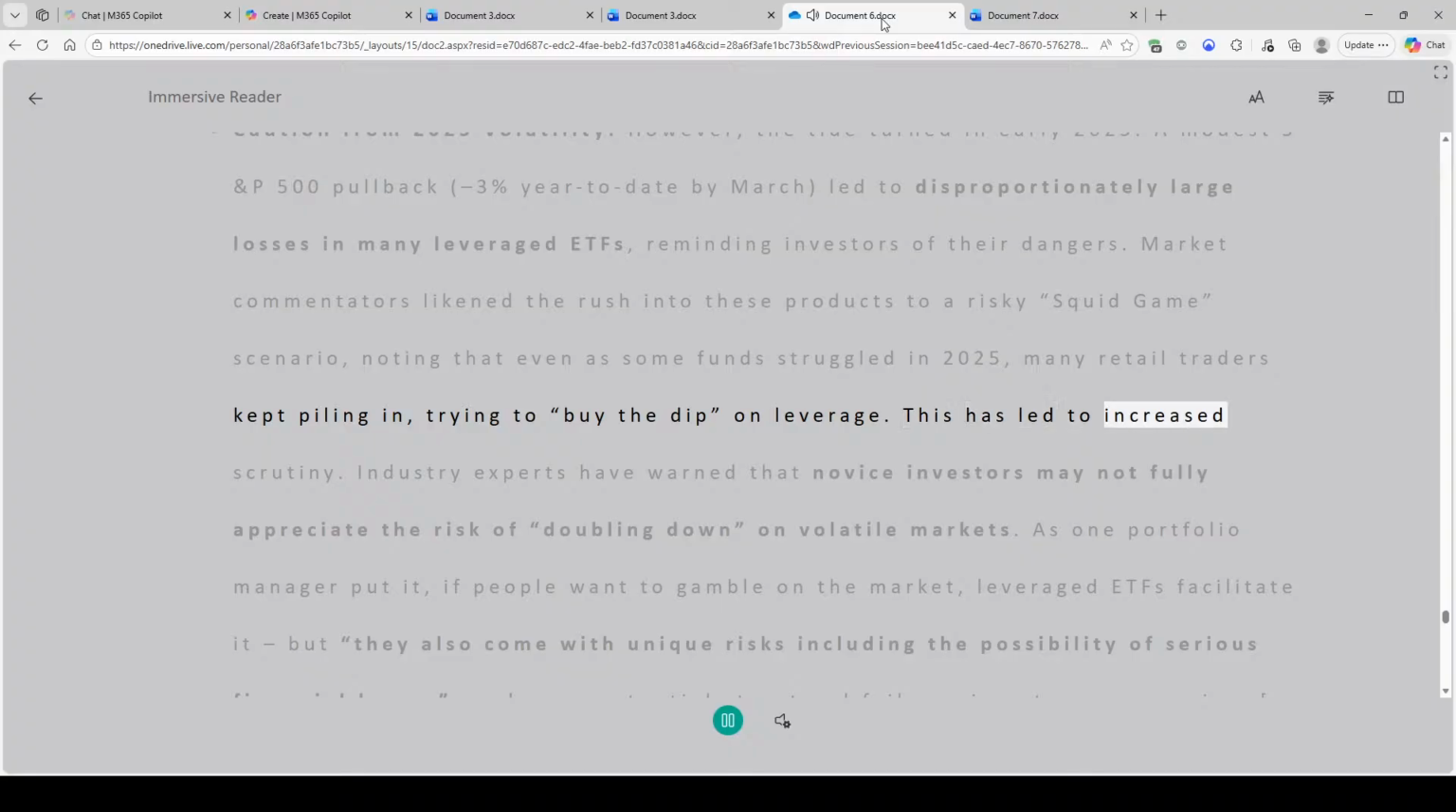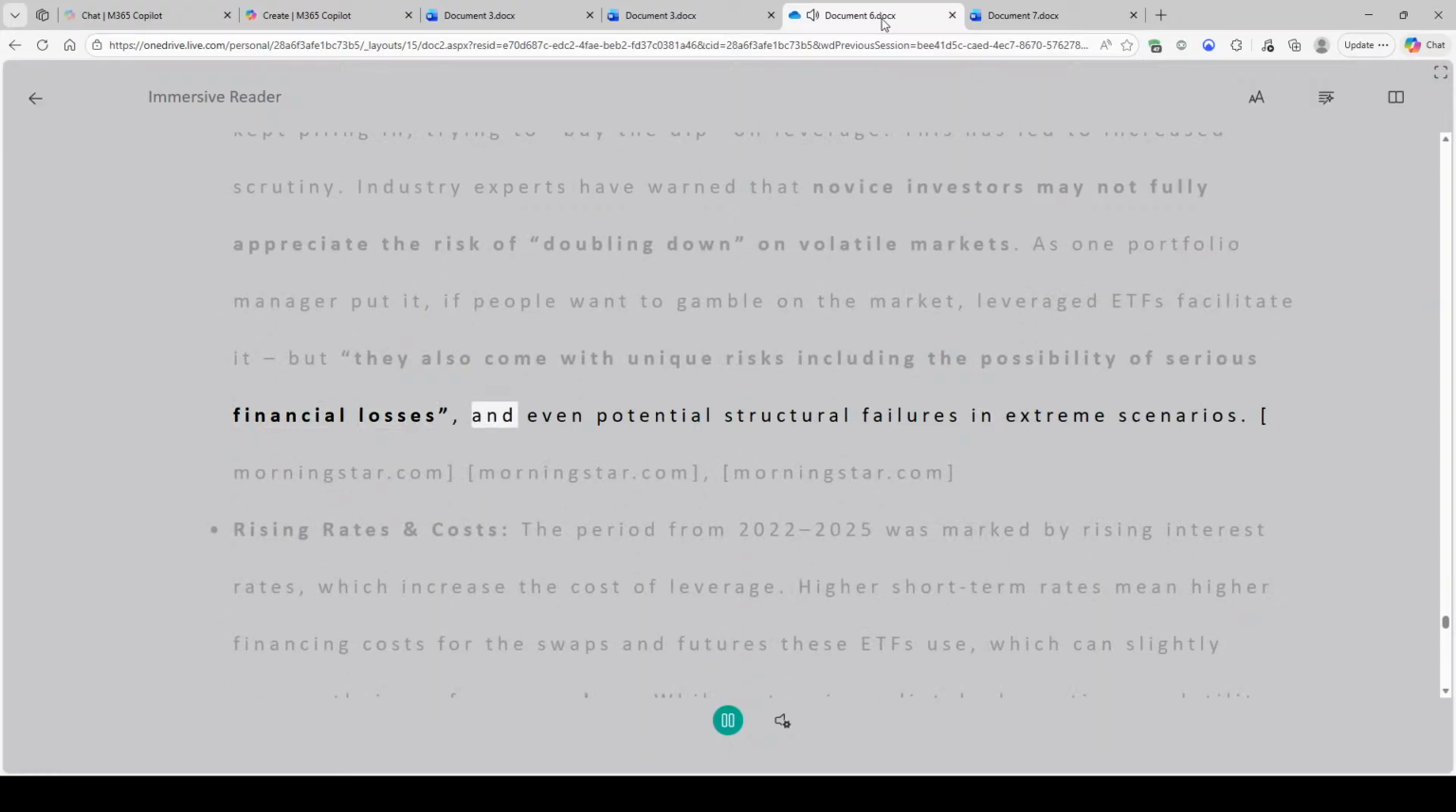This has led to increased scrutiny. Industry experts have warned that novice investors may not fully appreciate the risk of doubling down on volatile markets. As one portfolio manager put it, if people want to gamble on the market, leveraged ETFs facilitate it, but they also come with unique risks, including the possibility of serious financial losses, and even potential structural failures in extreme scenarios.